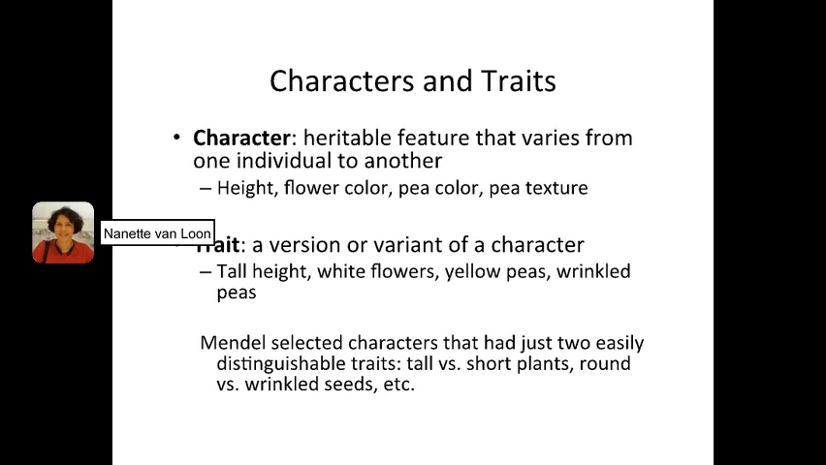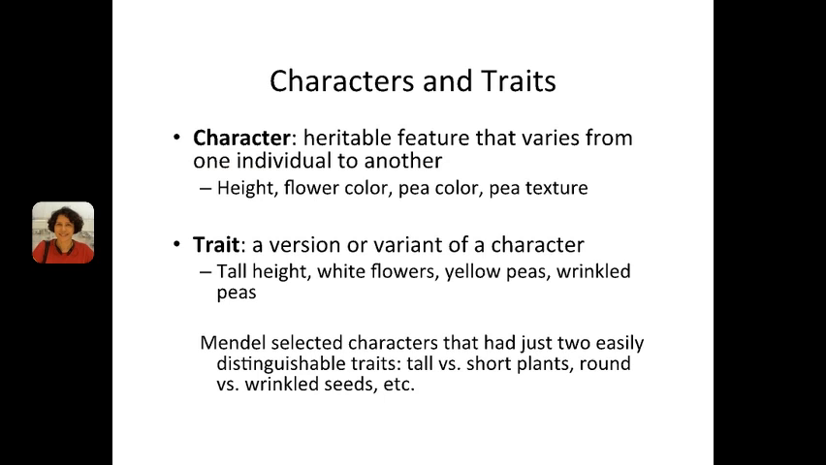Let's distinguish between characters and traits. A character is a feature that can be inherited that will vary from one individual to another, such as the height. In the case of the pea plants, they were either tall, about 2 meters tall, or short, about half a meter. The color of the flower, the color of the peas themselves, the texture of the peas. So all of those are characters.